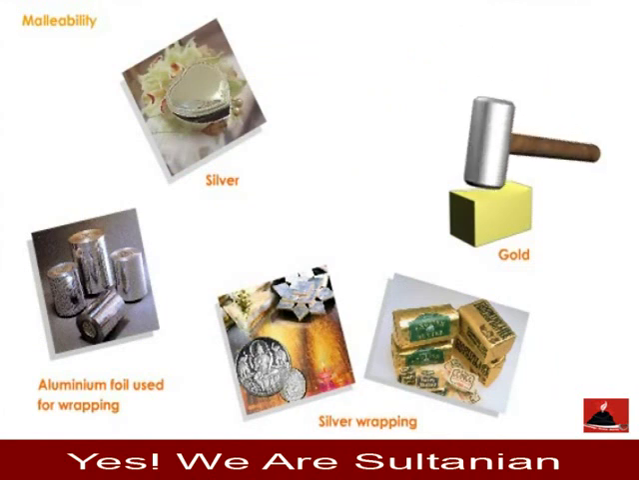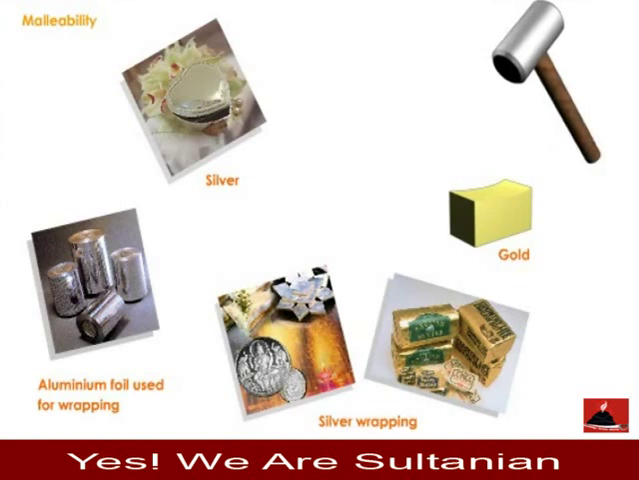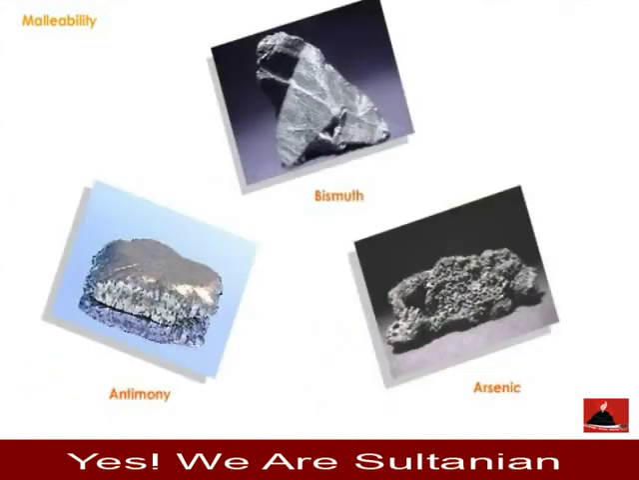Malleability. Metals are malleable. This means that they can be converted into sheets or foils by hammering. Gold is the most malleable metal. You must have seen the thin foils of silver which are used for decorating sweets. Aluminium foil is used for wrapping eatables like chocolates, etc. However, arsenic, antimony and bismuth are brittle and exceptions. They get powdered on hammering.